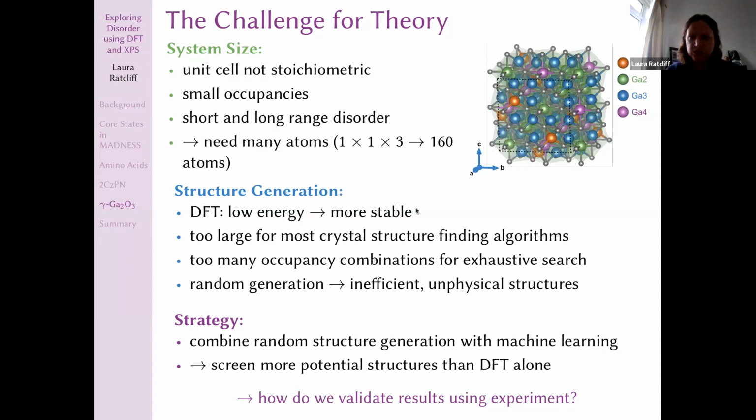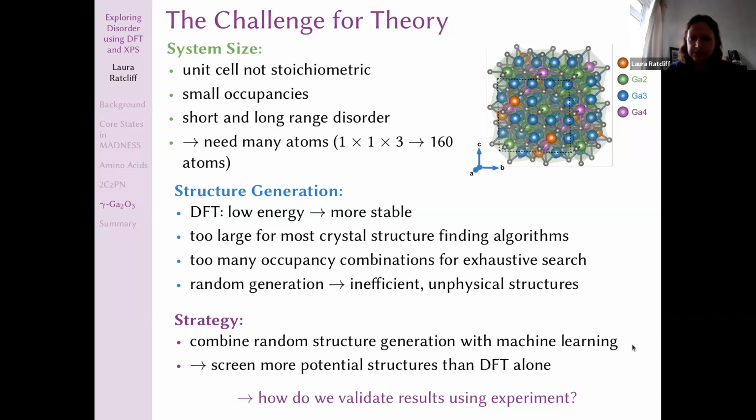We could use a structure generation approach in DFT. We can assume that lower energy structures are more likely to be stable and so probably more realistic. But the 160 atom cell is already too large for most crystal structure finding algorithms. For similar materials, people have done an exhaustive search by looking at all the possible occupancies, but we have far too many combinations to do that in this system. We could just generate them randomly, but this is quite inefficient and potentially leads to some unphysical structures.